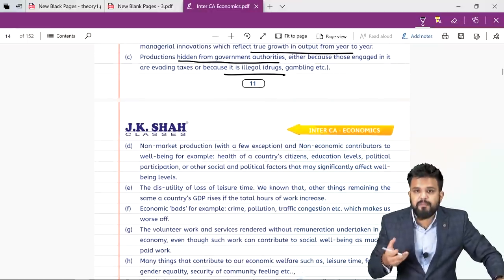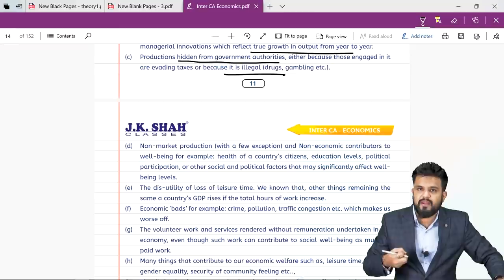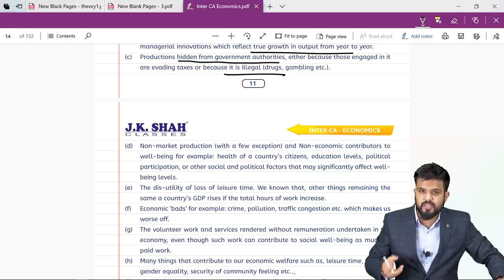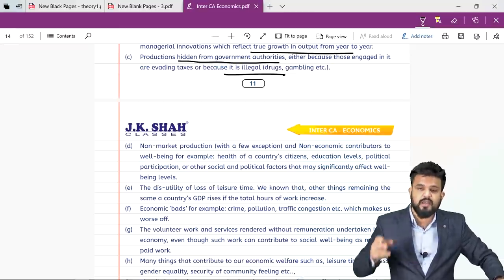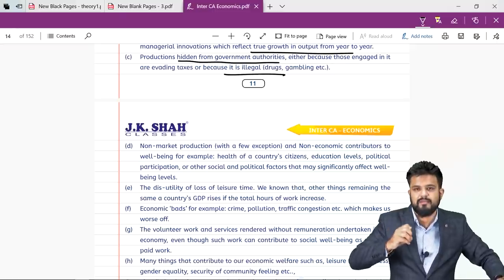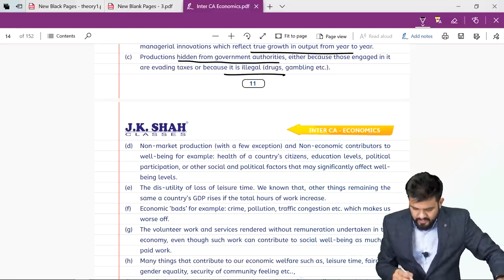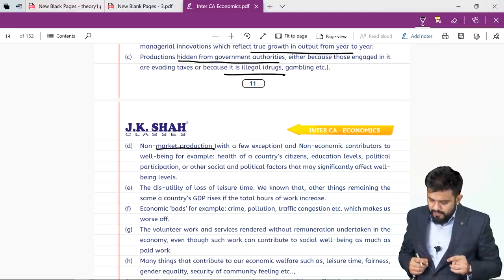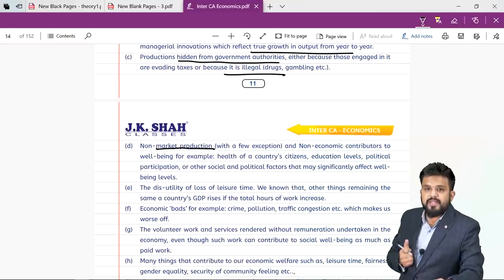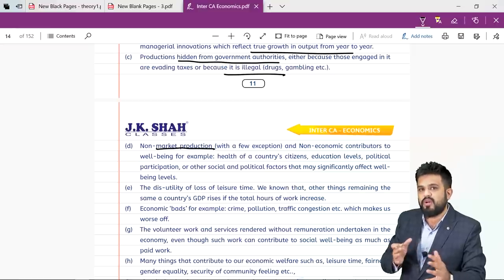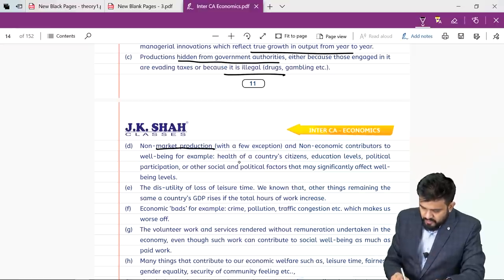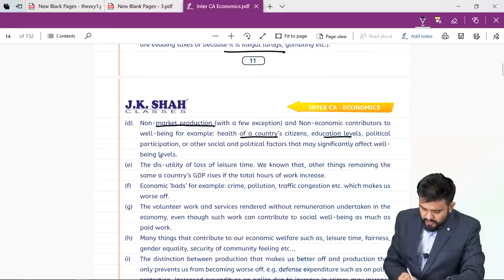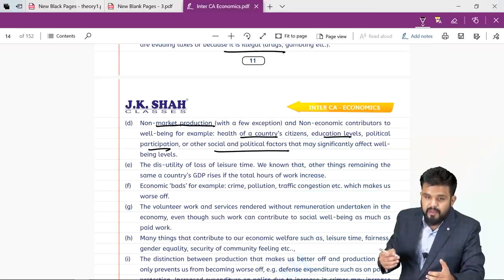So even though people earn money, people have some welfare by consuming such things, people may get utility out of such things, but such transactions, since they are illegal, may not be recorded. Next, non-market production with few exceptions and non-economic contributors for well-being, example, health of a country citizen. Non-market production means does not have a price, intention is not to earn money or to sell a product. Health of a citizen, education level, political participation, other social and political factors may significantly affect well-being levels.